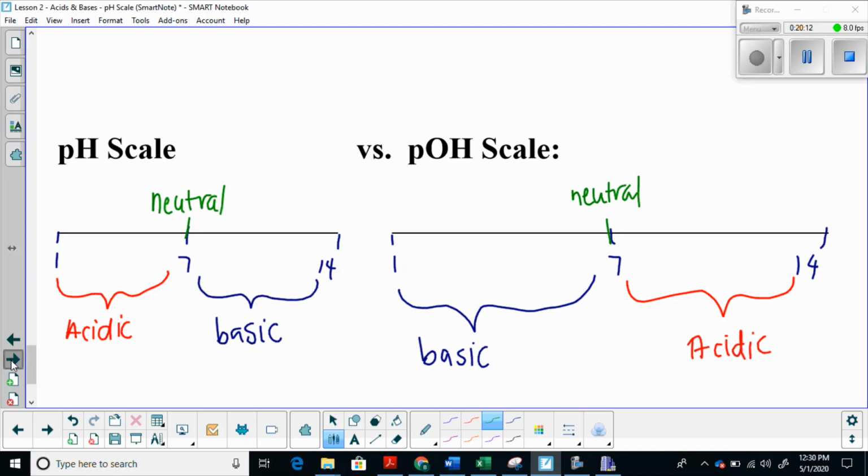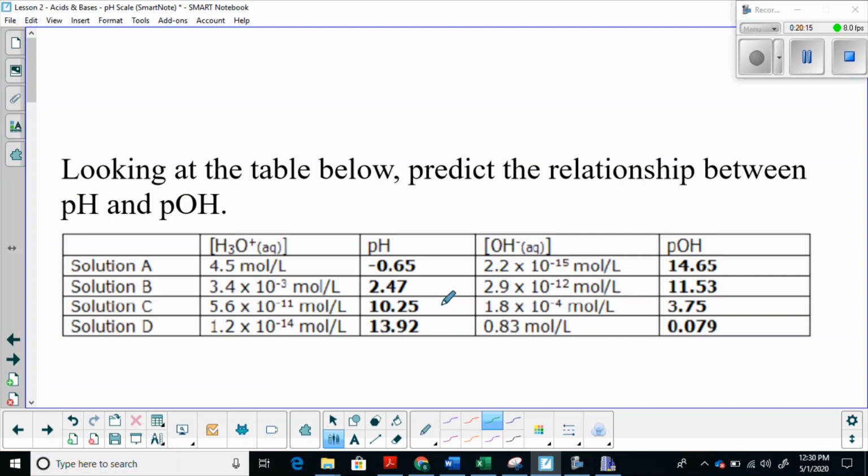Let's go find out. Here I have some data. What do you notice about the pH number and the POH number if you add them together? Let's take a look at the first one here. If we add our pH number plus our POH number, what number do we get? So our pH number is negative 0.65 plus 14.65. Oh, hey, we get 14.